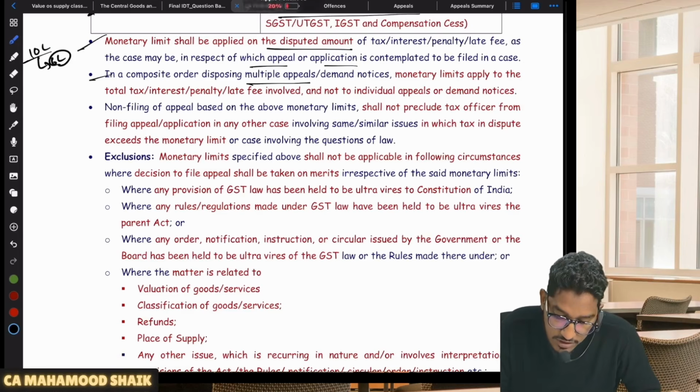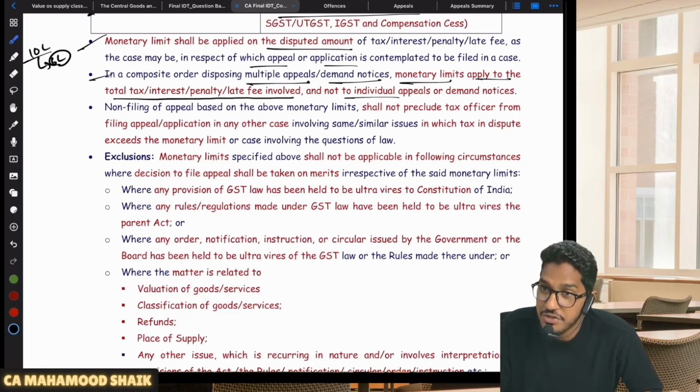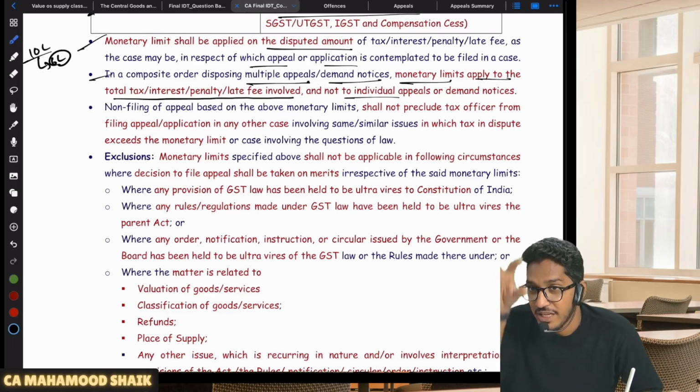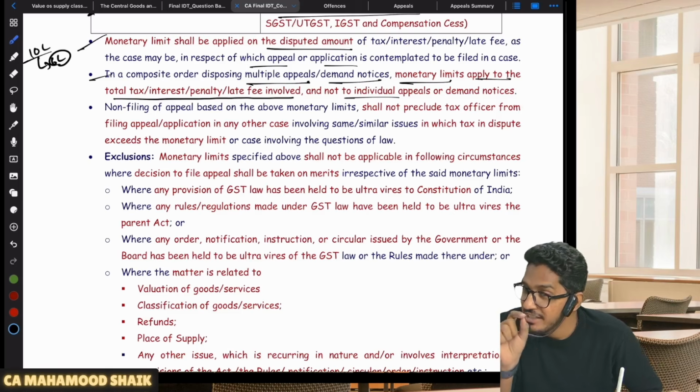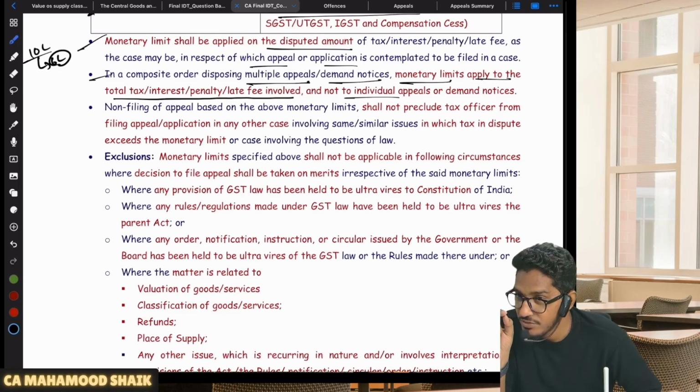In a composite order disposing multiple appeals or demand notices, monetary limits apply to the total tax, interest, penalty, late fee involved, not to individual appeals. In one appeal, you are including 10 notices. So now will I calculate for each notice 10 lakh rupees, 20 lakh rupees or 1 crore rupees?